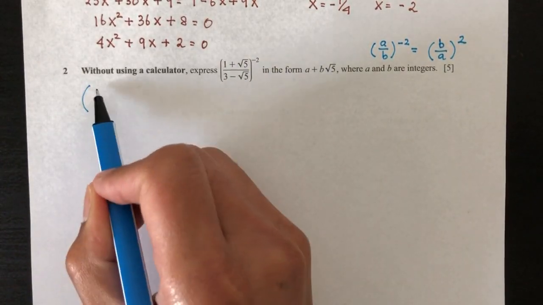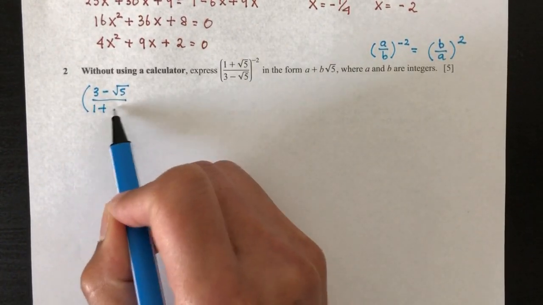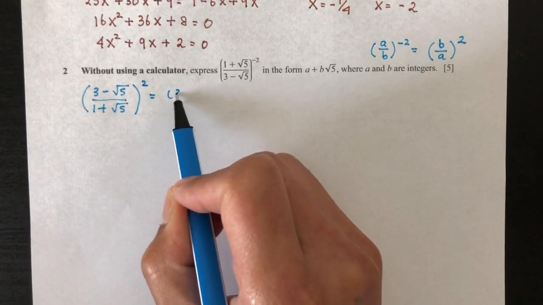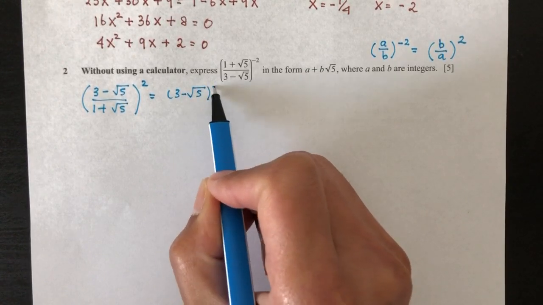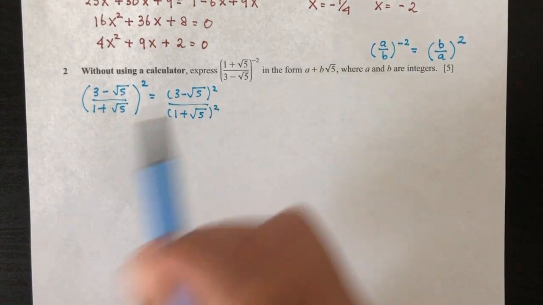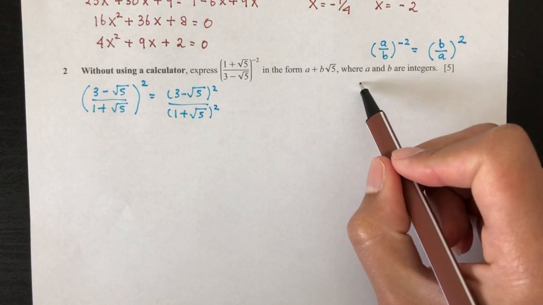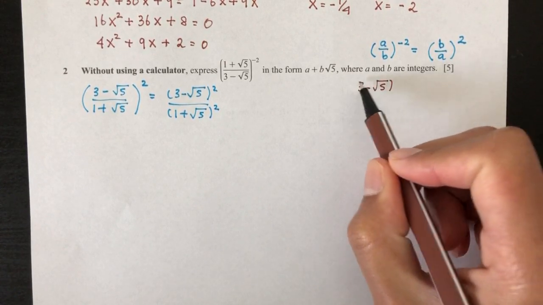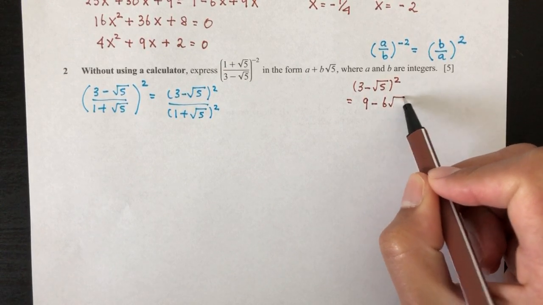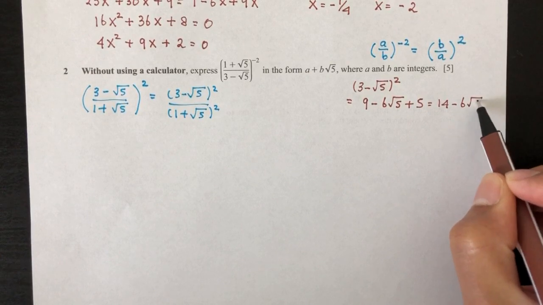So you will have 3 minus root 5 over 1 plus root 5, power becomes 2, which is equal to 3 minus root 5 squared over 1 plus root 5 squared. So let's simplify this now. What is 3 minus root 5 squared? That is equal to 9 minus 6 root 5 plus 5, which is 14 minus 6 root 5.